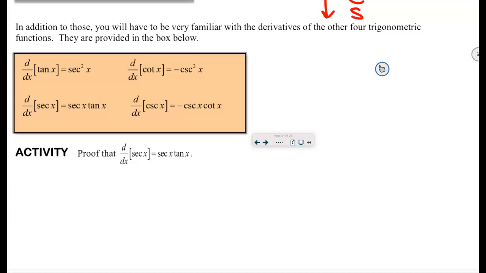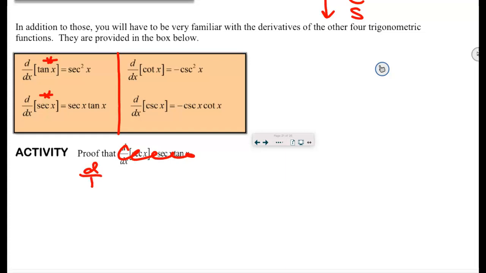We haven't talked about tangent, cotangent, secant, and cosecant. I'm going to draw a bar right here. You're going to have to memorize these two. But if you don't, you do have a backup plan, okay? Because they get derived with the quotient rule. Does that make sense? So actually, I want to derive the tangent one because I like that one better.